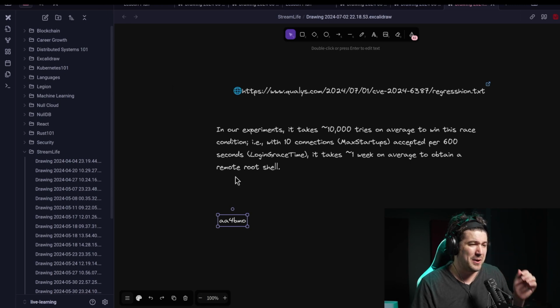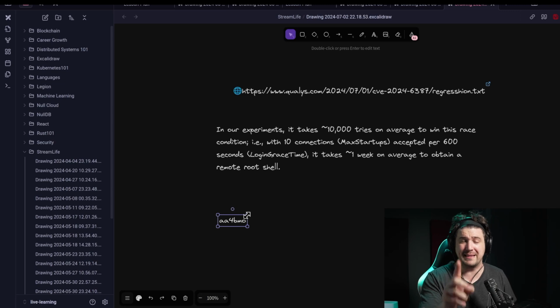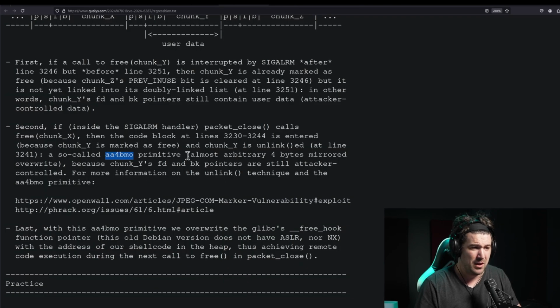AA4BMO? All right, quick. Does anybody know this off the top of their head? If you don't respond within the next 10 seconds, I'm going to assume that you ChatGPT'd it. It says it right after it. I saw. I still don't know what it means. Almost arbitrary 4-byte mirrored overwrite. I understand the words. If it's almost arbitrary, doesn't that mean it's not arbitrary? So this is kind of a contradictory statement. Like saying almost a lie, but then I guess it's not a lie. So I never understood that.